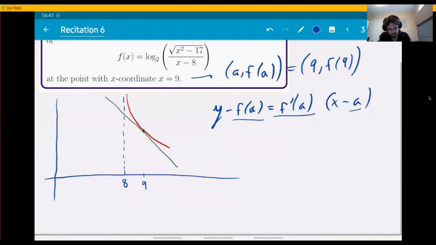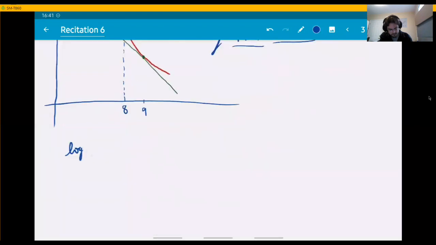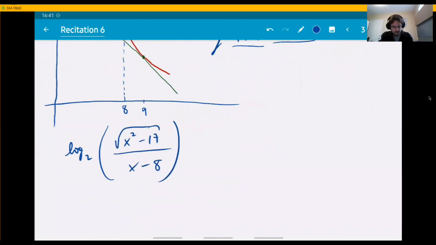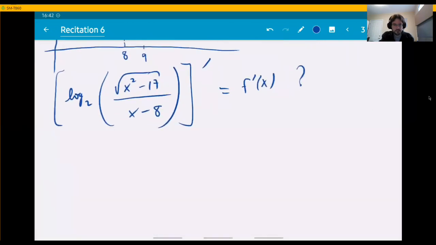So log base 2 of the square root of x squared minus 17, divided by x minus 8. This is the function. If we wanted to find its derivative, what is it going to be? In other words, f prime of x. How do you differentiate this function? Well, let's take this very carefully. You can see that you need a chain rule for this. There is something inside of a log, so it's functions of functions.